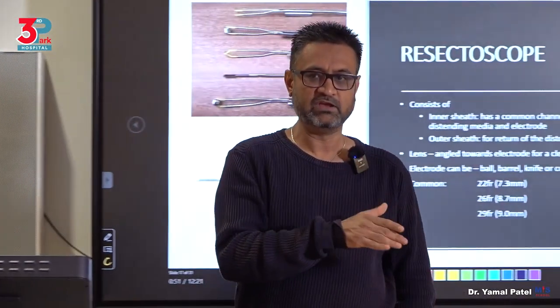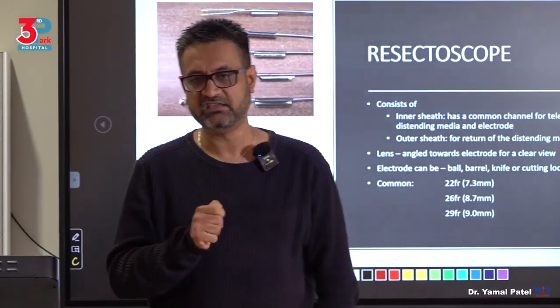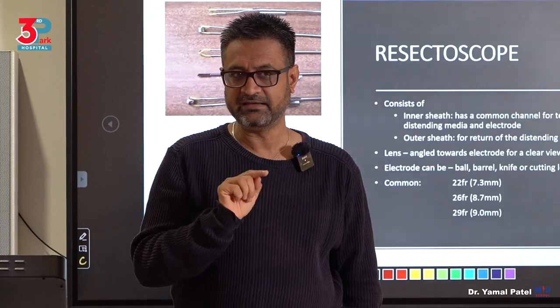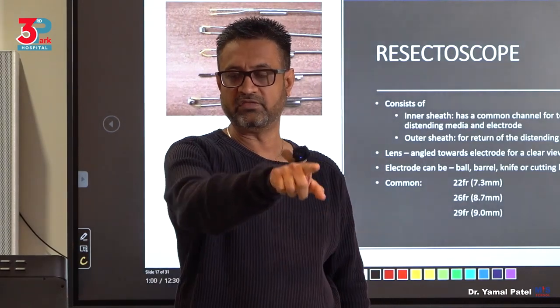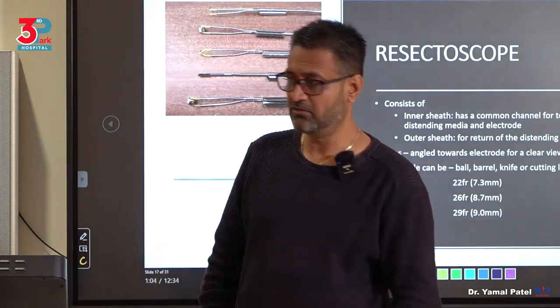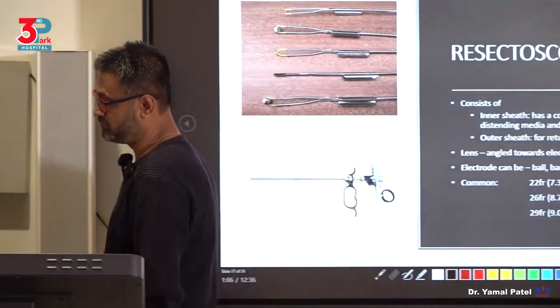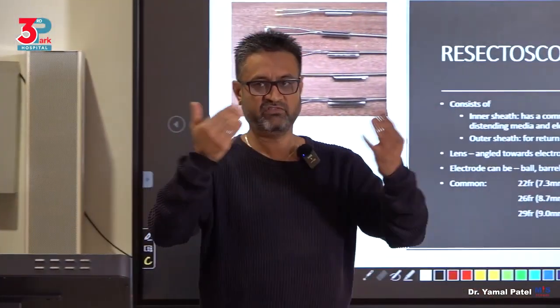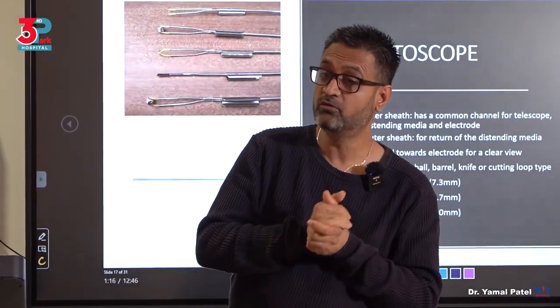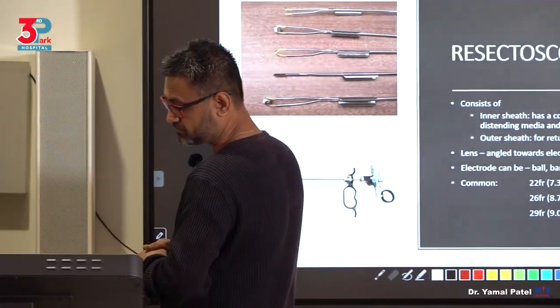So similar to the regular hysteroscope, where the inner sheath is the one that has the port for the fluid, it has the port for the scope, and it will also be the one where the instrument goes through. Then we have the outer sheath that actually has the fenestrations and the outflow of the fluid. So you have an outflow and an inflow.